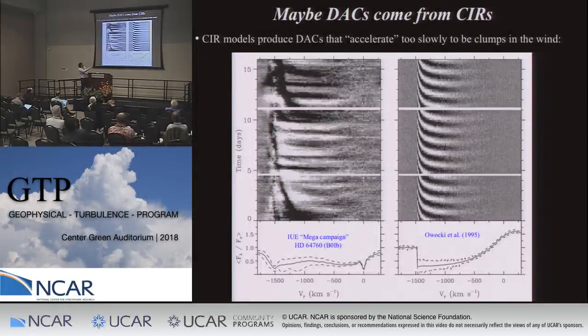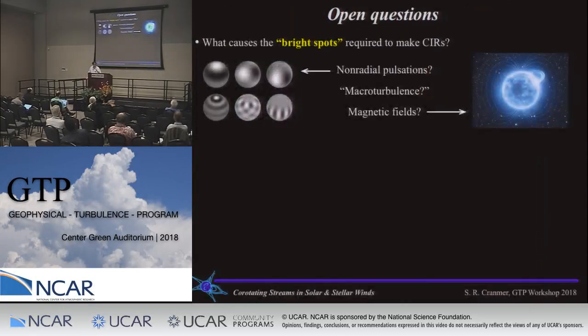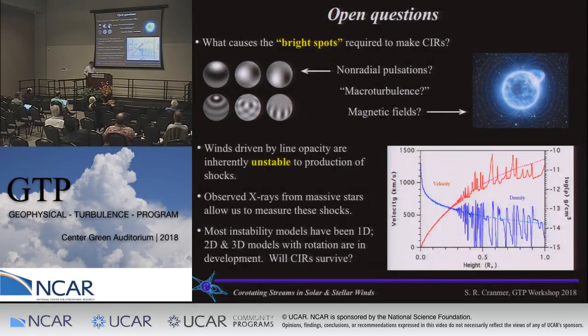We called these banana profiles when we first saw them, and this corotating stream picture seems to work. There are still a lot of questions, like in order to produce corotating streams on a radiatively driven star, you need bright spots on the star to produce extra mass loss. Where do they come from? There are some different ideas about non-radial pulsations or magnetic fields that are still being followed up on. But then there's also an even more fundamental question about the intrinsic stability of these flows.